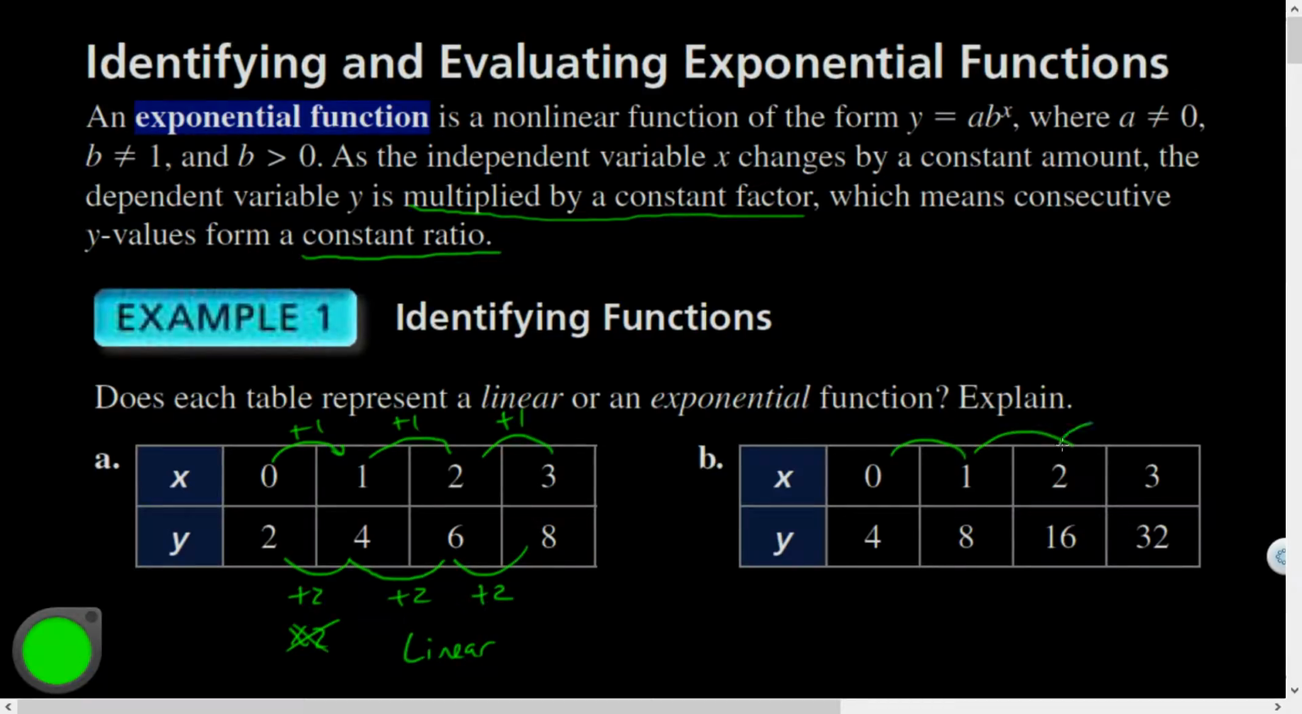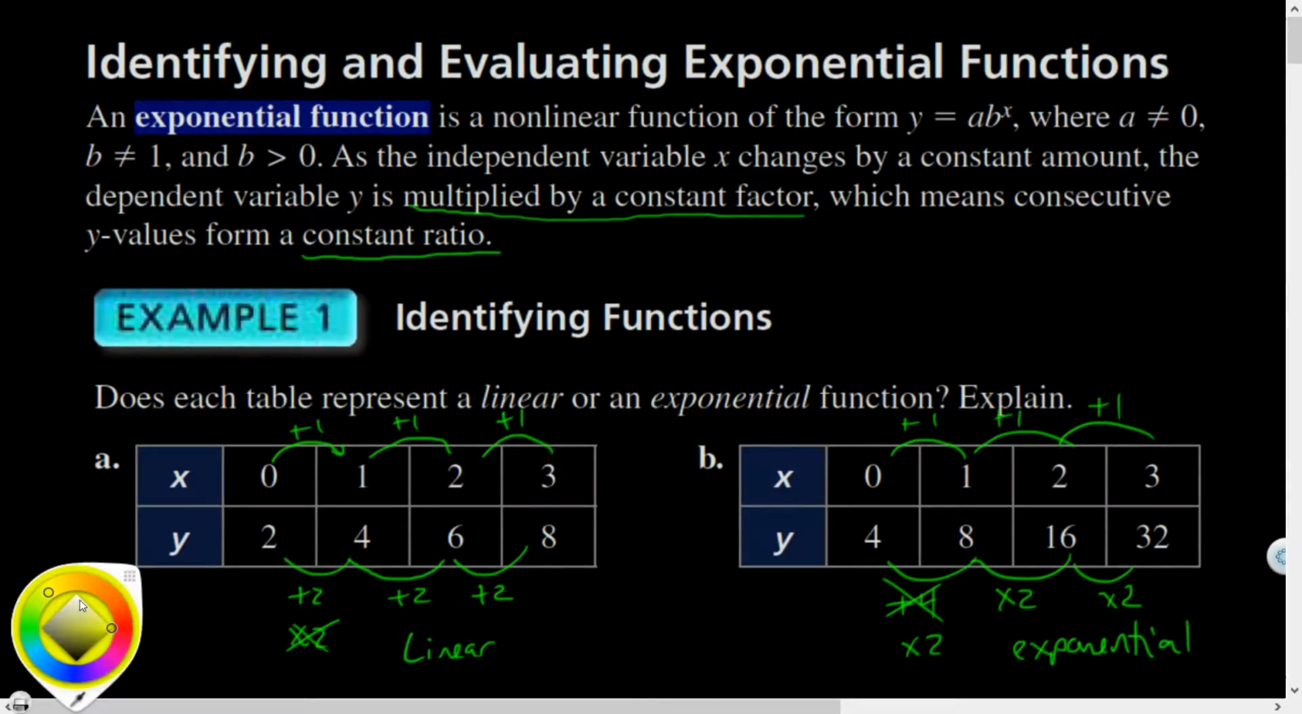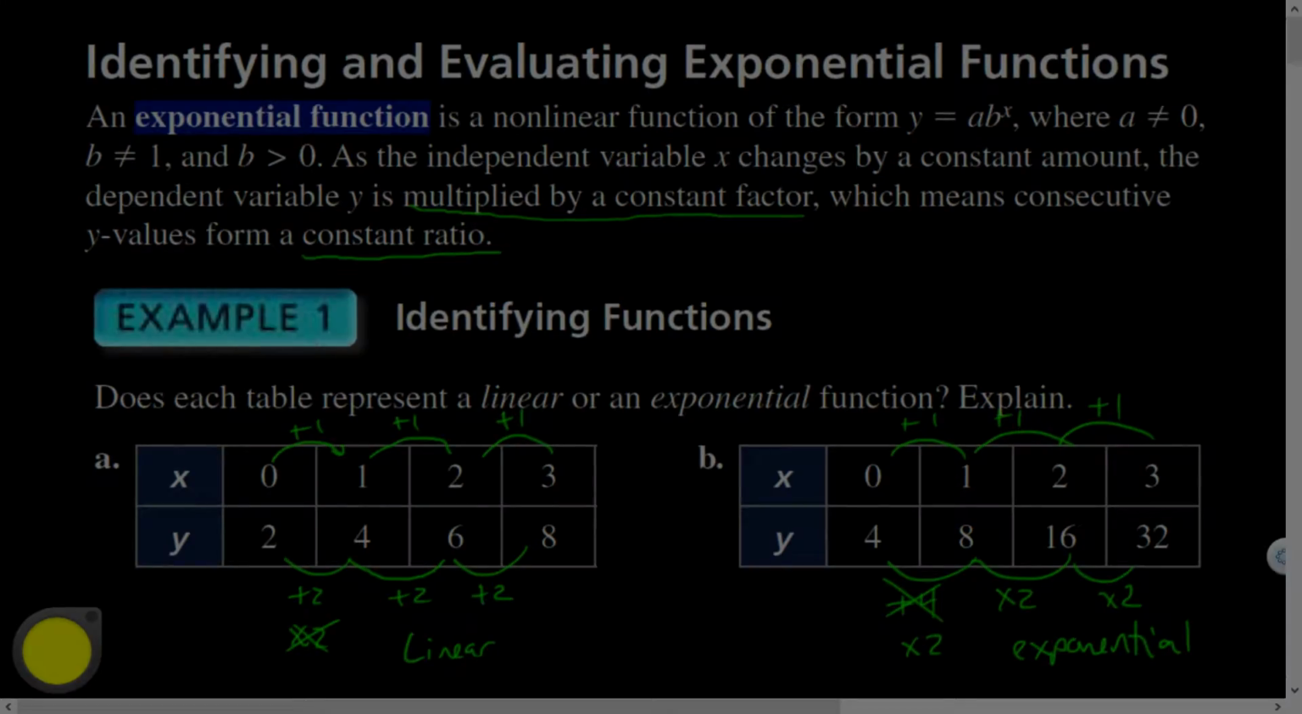Let's see, plus 1, plus 1, plus 1. And what are these ones doing? 4 to 8, it could be plus 4. Or, what's another possible pattern? It could be times 2. Let's see which pattern is consistent. 8 to 16, does plus 4 work? No. Times 2, times 2. So it's times 2. And 16 times 2 is 32. So it's not that one. This one is exponential. Right? Excellent. So that's one of the ways you can recognize exponential functions.